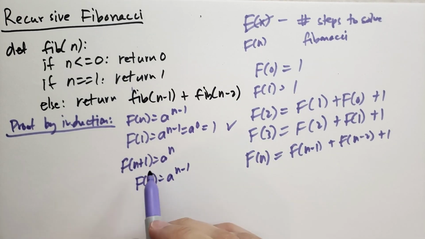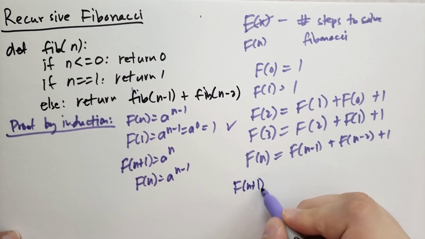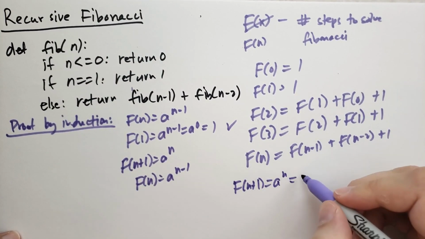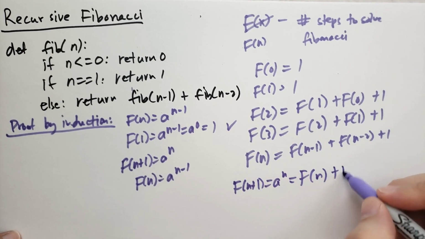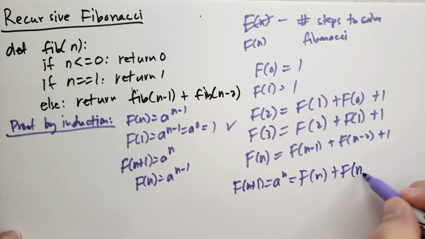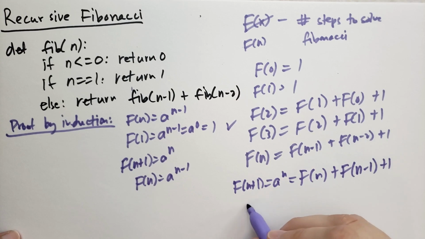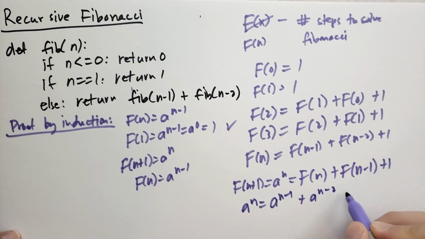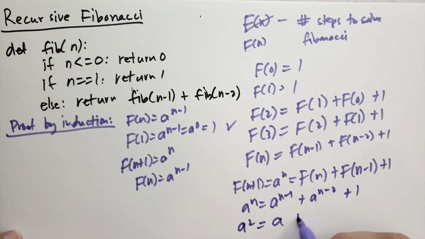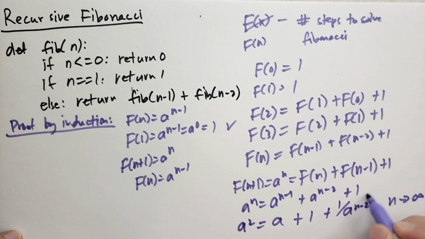Okay, so let's write this out really quick. So we have F of n plus 1, well, that's going to be a to the n, which is also the same as F of n, which is a to the n minus 1, plus F of n minus 1, which is a to the n minus 2, and we add an additional 1 there. We're assuming that this is a to the n minus 1, and this is a to the n minus 2, and then we have 1 left over. We divide everything by a to the n minus 2, and so this gives us a squared is equal to a plus 1 over a to the n minus 2, but we're considering n as it approaches infinity, so this term drops to 0.